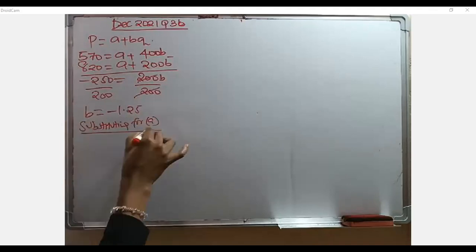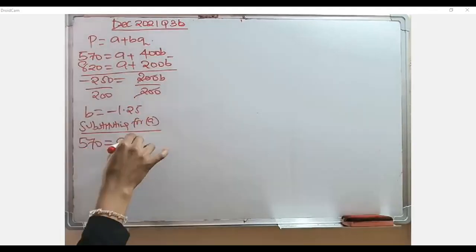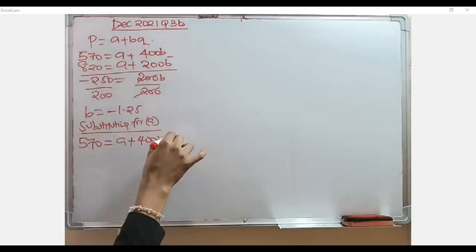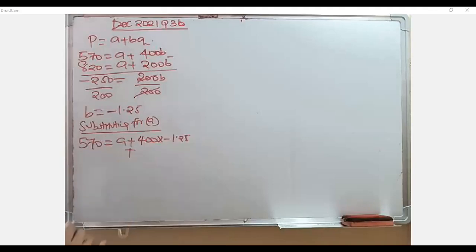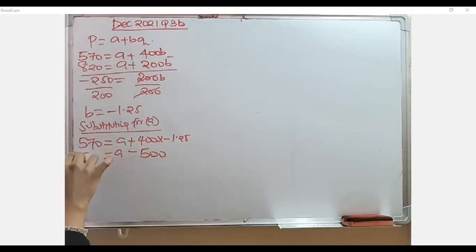Substituting for A, I say 570 is equal to A plus 400 times negative 1.25. Negative 1.25 times 400, we are getting negative 500. So our A should be equal to 1070.